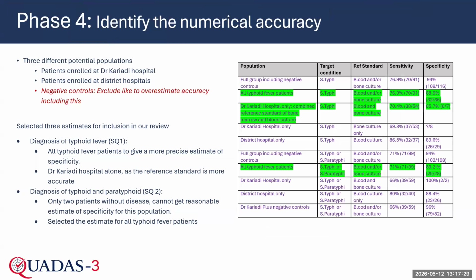Okay, so as I said before, this study is quite complicated in terms of trying to decide which estimates you want to include in your review, because you can get all these different estimates of sensitivity and specificity from this single study. So we've got 3 different potential populations. We could just go for those enrolled at the Dr. Karyadi Hospital because they're getting a better reference standard. You can go for patients enrolled at district hospitals alone. You could separate those out and have district hospitals and Dr. Karyadi hospitals. And then you've also got the negative controls, but they're introducing a sort of 2-gate case control design. So we probably want to exclude those as likely to overestimate accuracy if you include them.